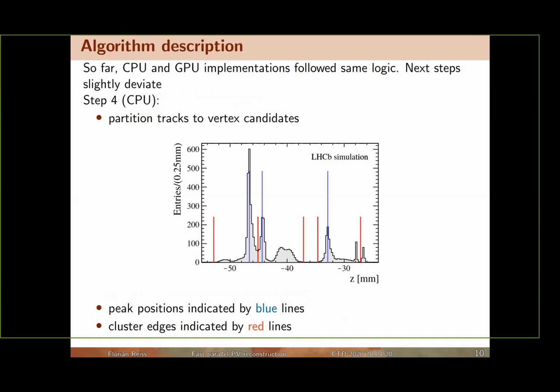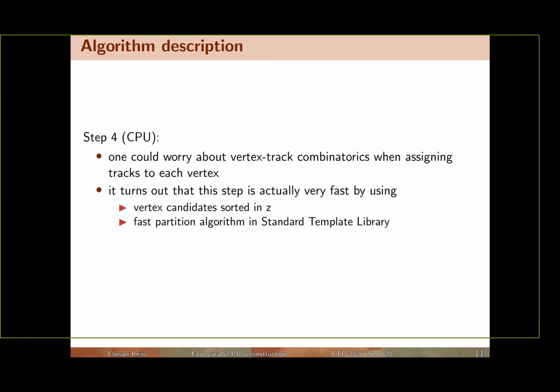Focusing on the CPU, as a next step we assign the tracks to each vertex candidate using those cluster edges marked in red, which are also given by the peak finding. You could worry about the vertex-track combinatorics when doing this association, but it turns out that this step is actually quite fast on the CPU, due to the vertex candidates already being sorted in z and using some fast partition algorithm.